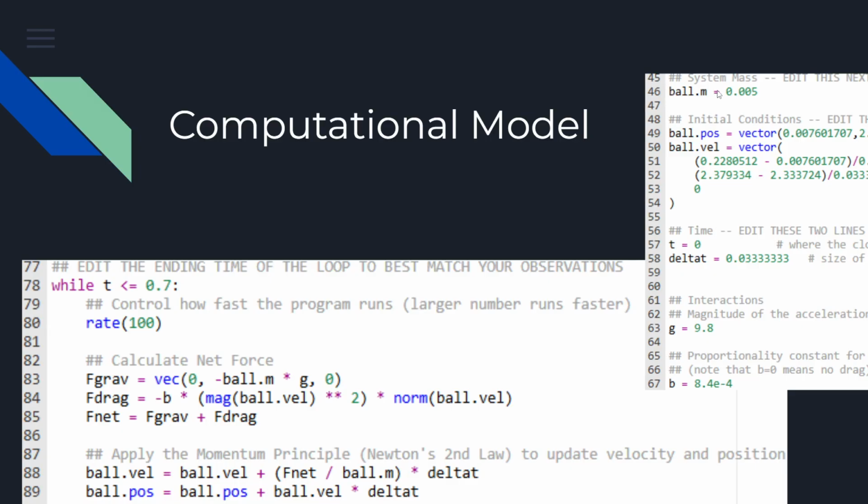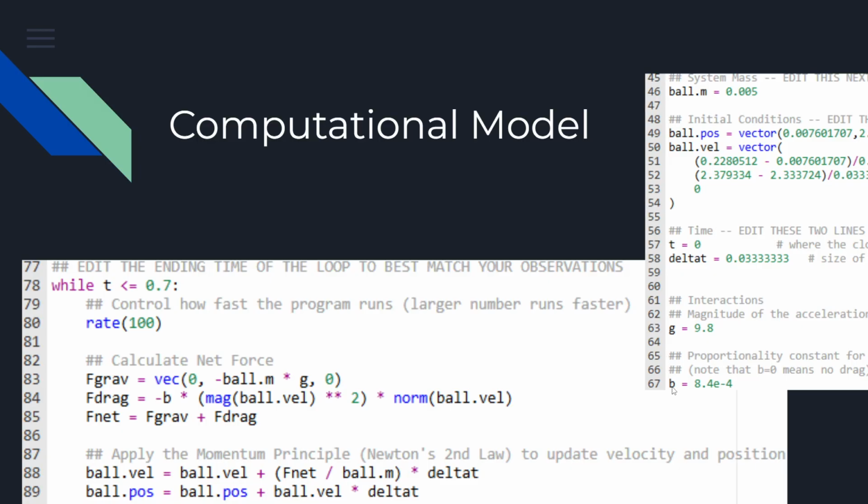We initialize the ball to be 0.005 kilograms, and I initialize ball dot position to a vector. This is what's in it. And this is what I initialize ball dot velocity to. So this is all from the experimental data. However, it should be noted that the velocity is basically just instantaneous velocity. We took the delta t and divided the first displacement by the time interval. Also, delta t is 0.03333 seconds, and g is 9.8 meters per second squared, but downwards.